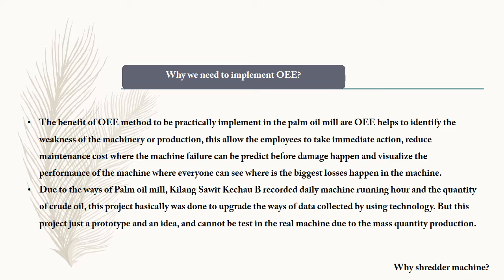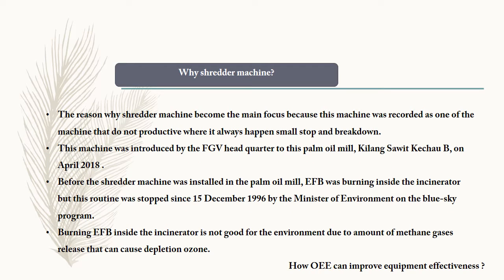Due to the waste of palm oil mill, kilang sawit Kecil B recorded daily machine running hour and quantity of crude oil. This project basically was done to upgrade the waste of data collected by using technology. But this project is just a prototype and an idea and cannot be tested in real machine due to the mass production.